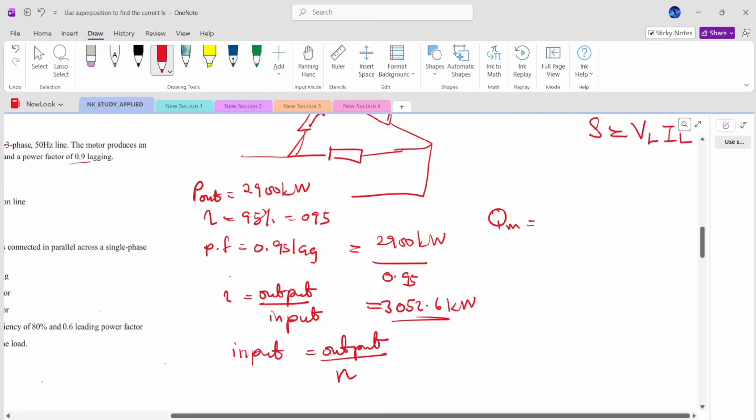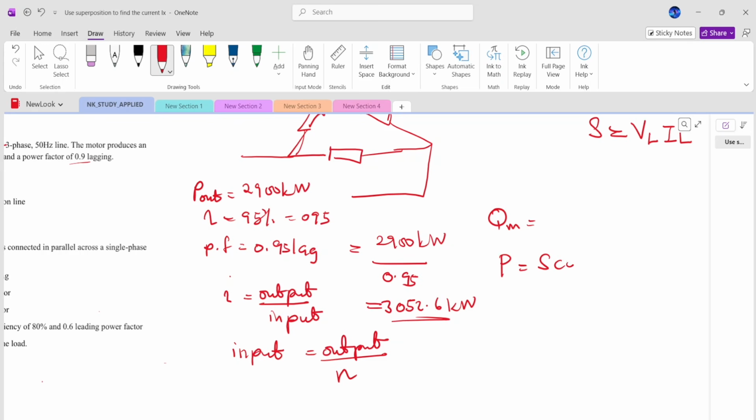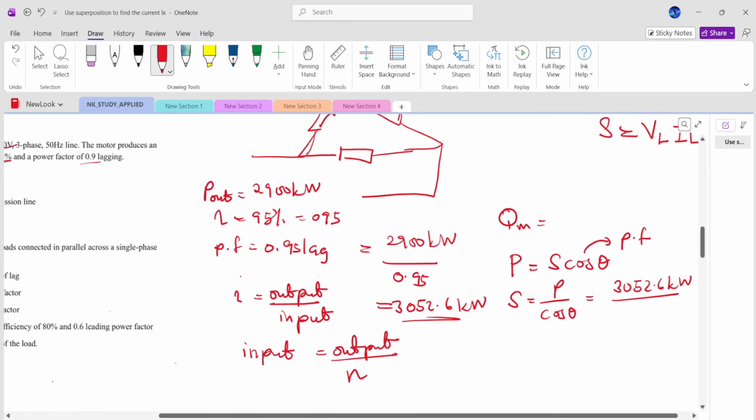But before we find P, before we find Q, there's a relation between P and S. We know that P is equal to S cos theta, where cos theta is the power factor. So we can find S from this: S is equal to P over cos theta. Our P was 352.6 kilowatts, divided by cos theta, which in this case is 0.9.